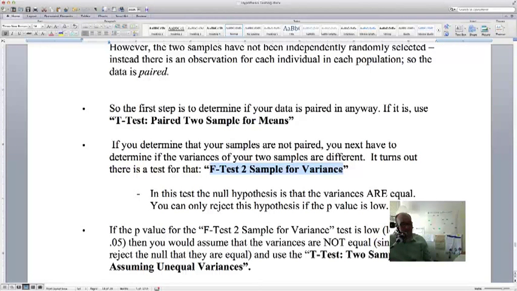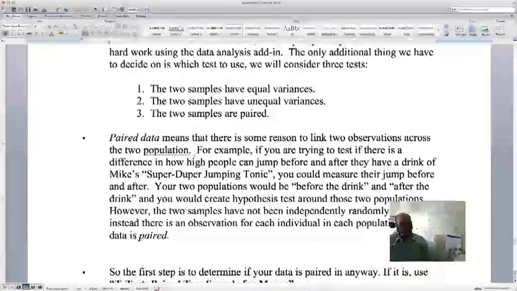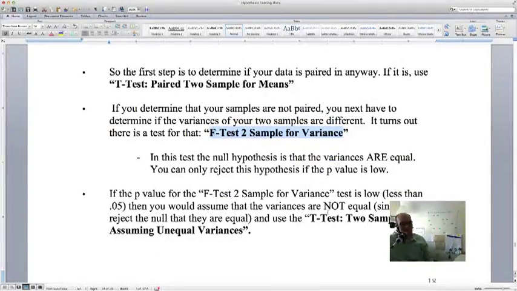If they are, then we're going to use the T-test assuming equal variances. If they're not, then we're going to assume the T-test for unequal variances, right? So this F-test, we've never actually run an F-test. This does not give us the answer to our original hypothesis. It gives us an answer to a new hypothesis that we have to determine which T-test to use.